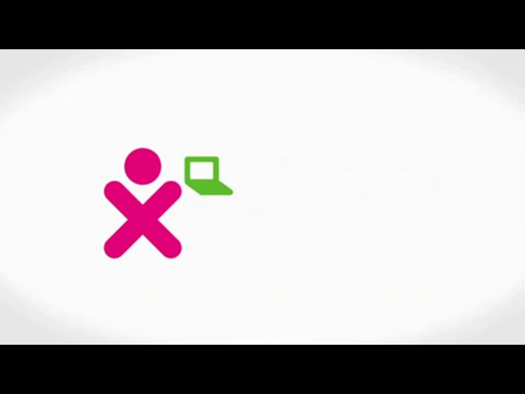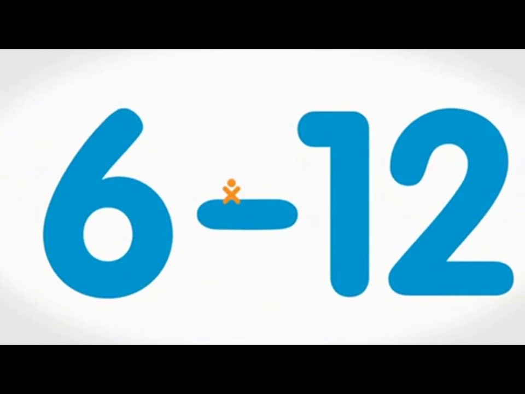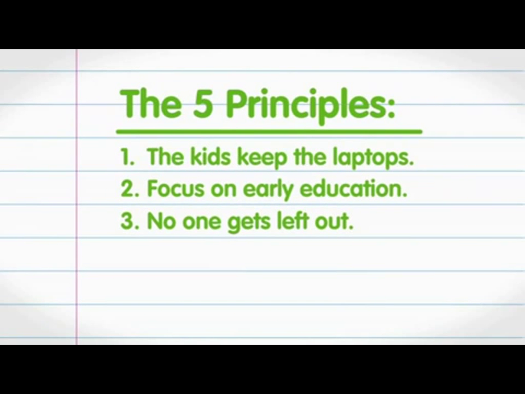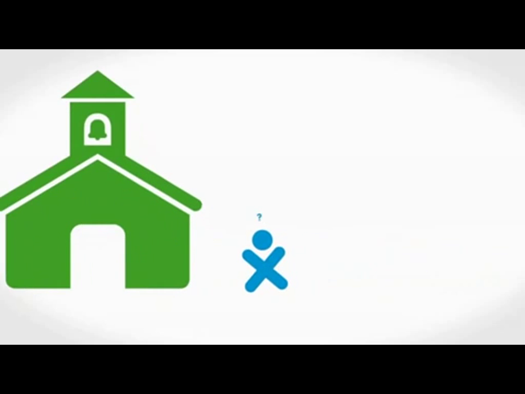First, kids get to keep the laptops. They have to be free to take them home and use them whenever they want. That's kind of the point. Second, we're focused on early education, which means kids about 6 to 12 years old. Third, we have to deal in large numbers of laptops, so whole classrooms and schools get them at the same time, so no one gets left out.